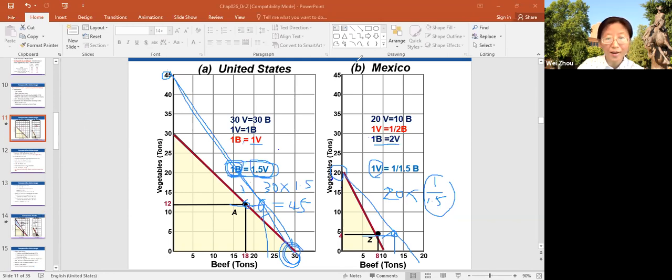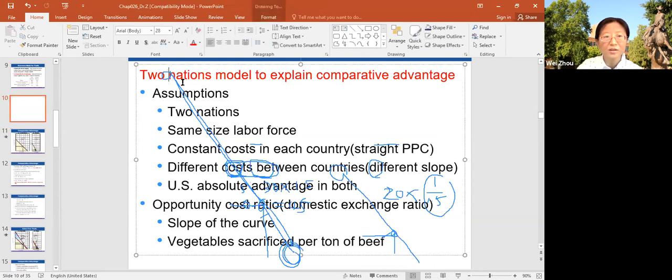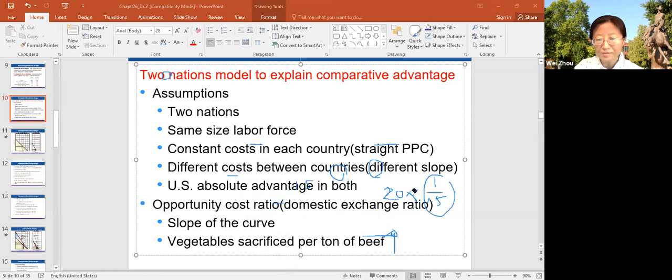But now let's go back to our assumptions. Two countries, same size of labor force, constant cost within each country, different cost between countries. Okay, I don't know how to erase this part. Oh, I found it. So this is the assumption. You can take a look, but these assumptions are all embedded in our model.